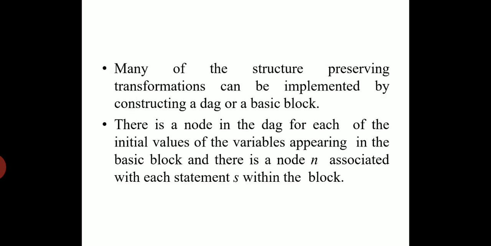Many of the structure preserving transformations can be implemented by constructing a DAG, a directed acyclic graph, of a basic block. If you represent a basic block using a DAG, there will be nodes. The initial values of the variables appearing in the basic block will each have a node. Then there is a node n associated with each individual statement within the block.